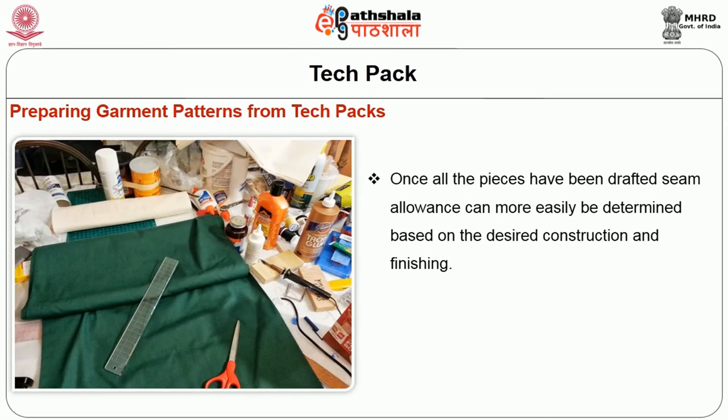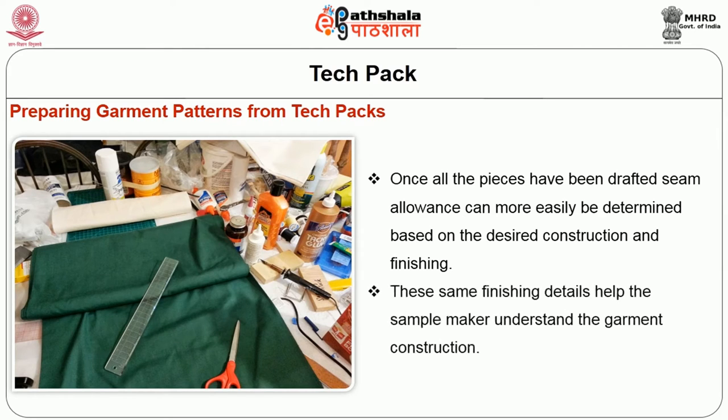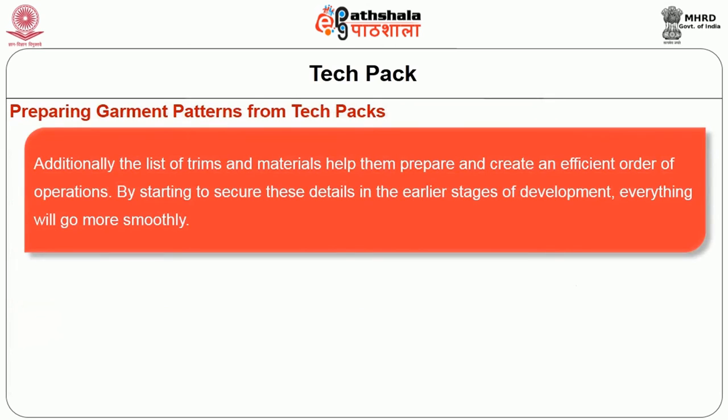Once all the pieces have been drafted, seam allowance can more easily be determined based on the desired construction and finishing. These same finishing details help the sample maker understand the garment construction. Additionally, the list of trims and materials helps them prepare and create an efficient order of operations. By starting to secure these details in the earlier stages of development, everything will go more smoothly.